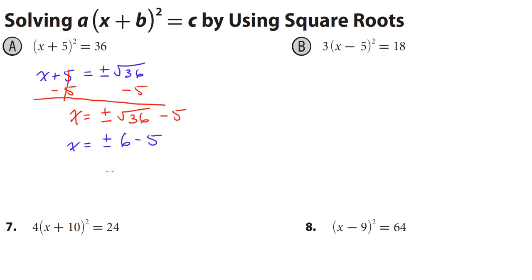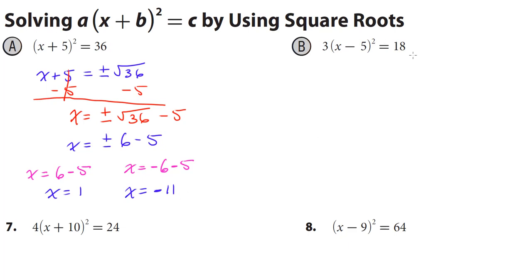Now in this case, since our 6 can be either positive or negative, we can't leave this here. We have to keep working, and we have to actually split this up into two different equations. So my first equation is going to be x equals positive 6 minus 5, and my other equation will be x equals negative 6 minus 5. Now when I solve these, 6 minus 5 is 1, so x equals 1, and over here, negative 6 minus 5 is negative 11. So x equals 1 and x equals negative 11.